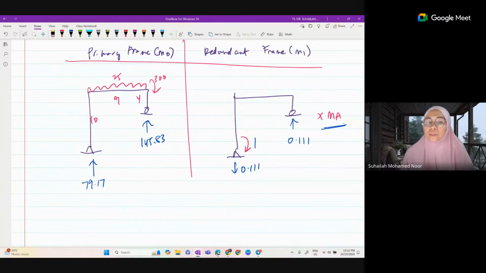And after that, we write the moment equation. For the moment equation, we have to cut sections. So 1, 2, and 3 remain the same. Same cutting section, same limit, same origin.